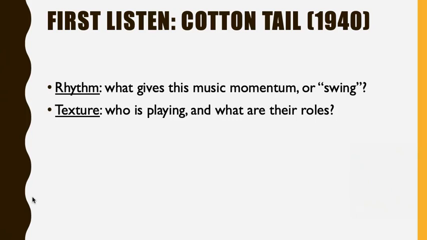So Duke Ellington's Cottontail is an example of swing jazz. So what is it that makes it swing? Why do we call it that? What gives this movement, this music, some sort of movement or momentum? And also be thinking about texture.